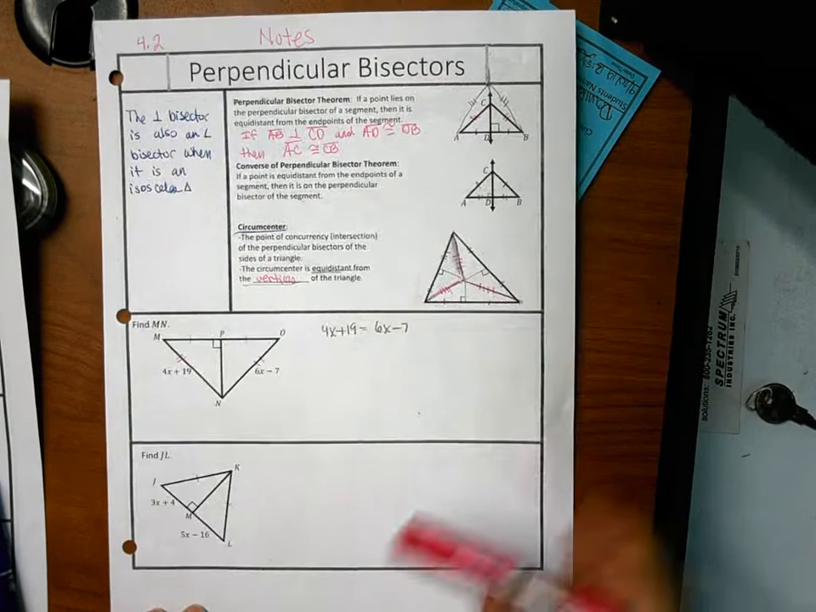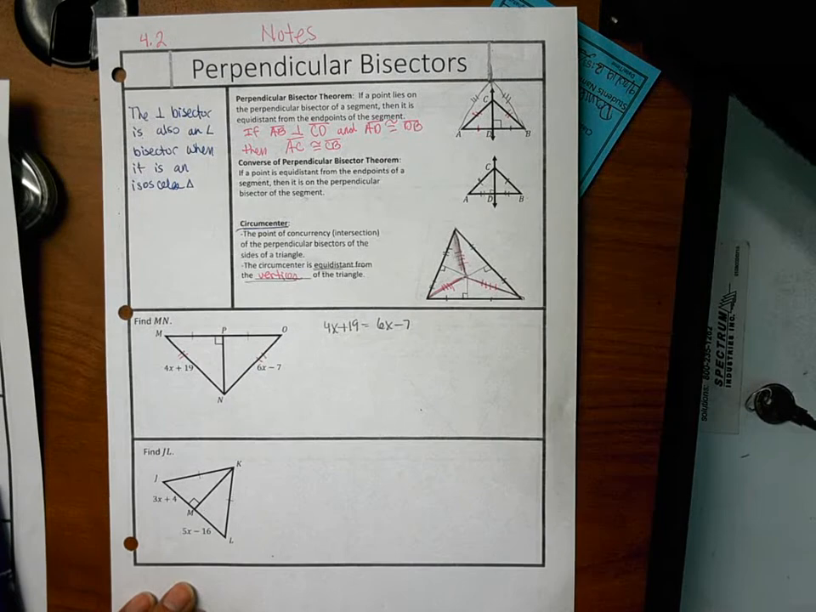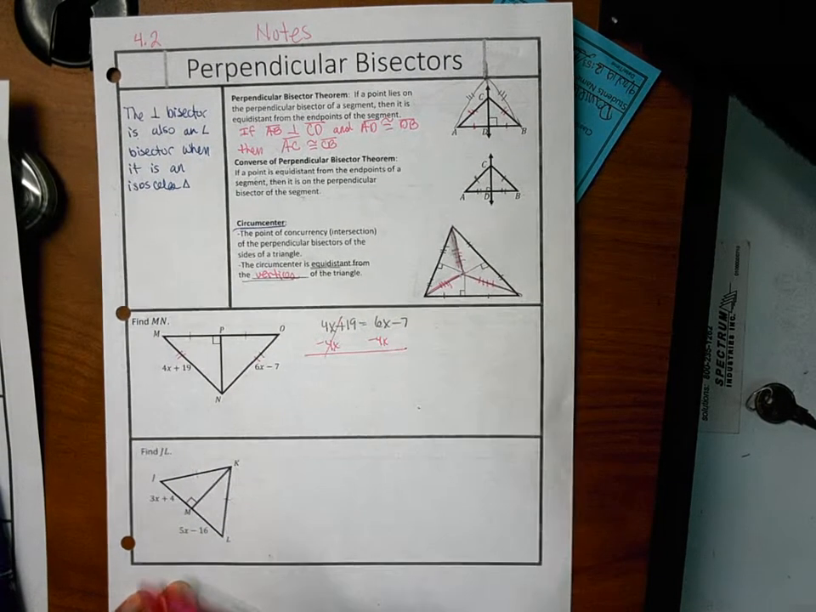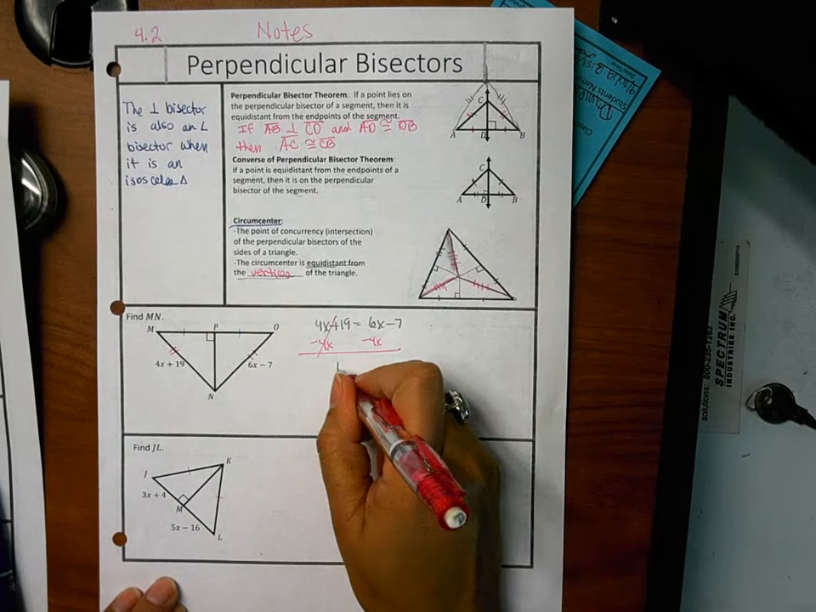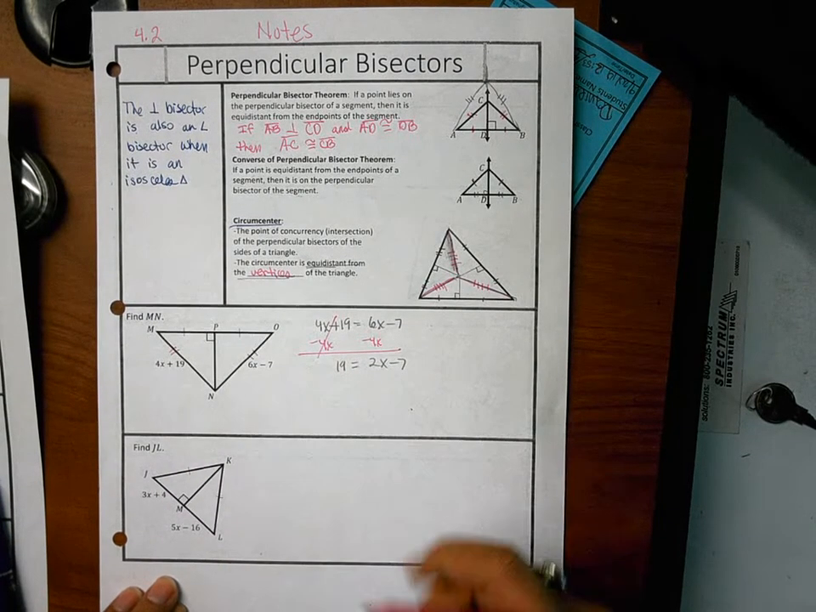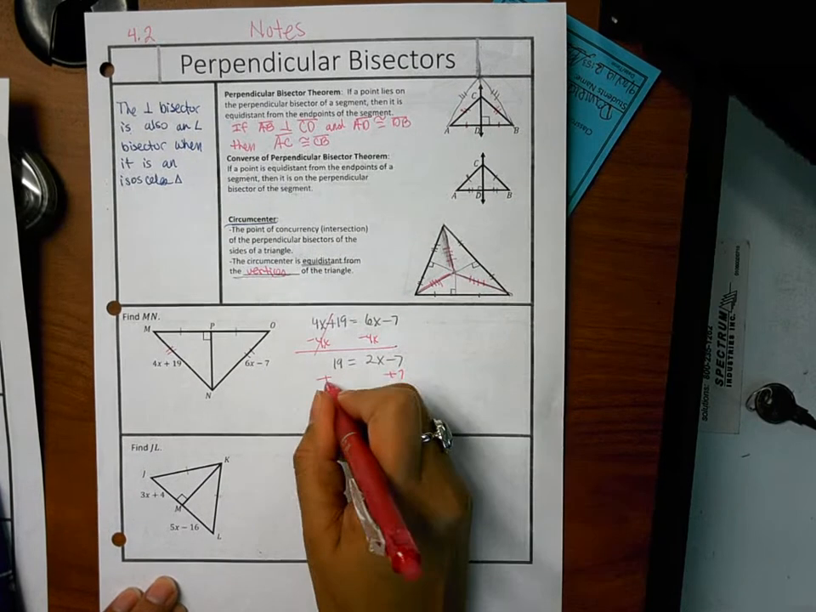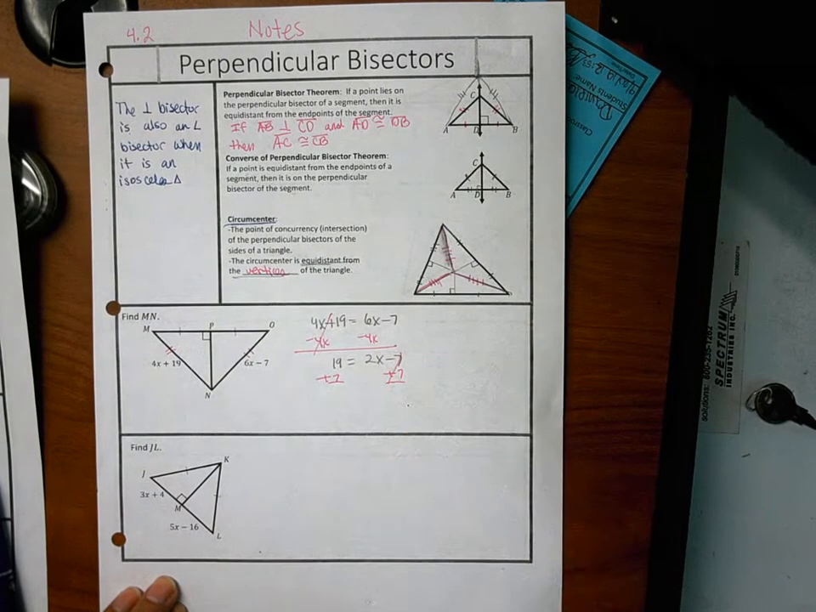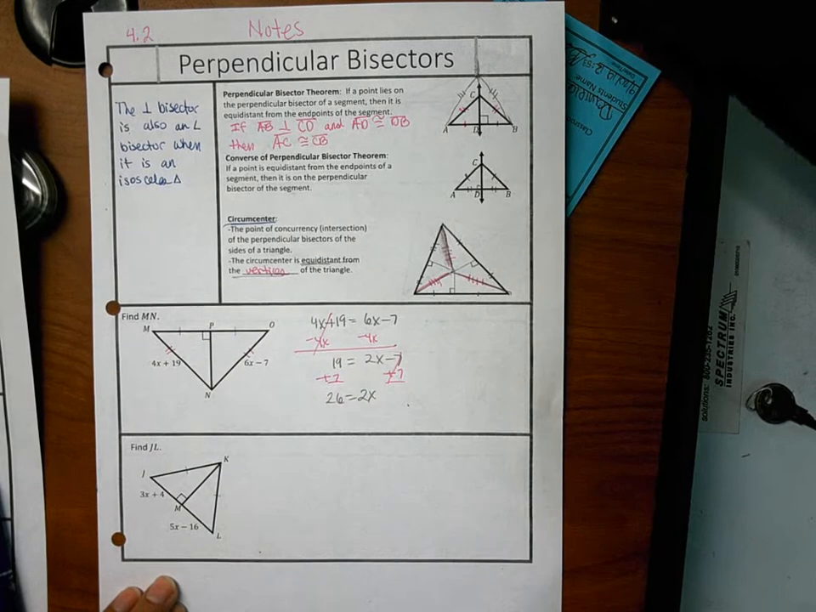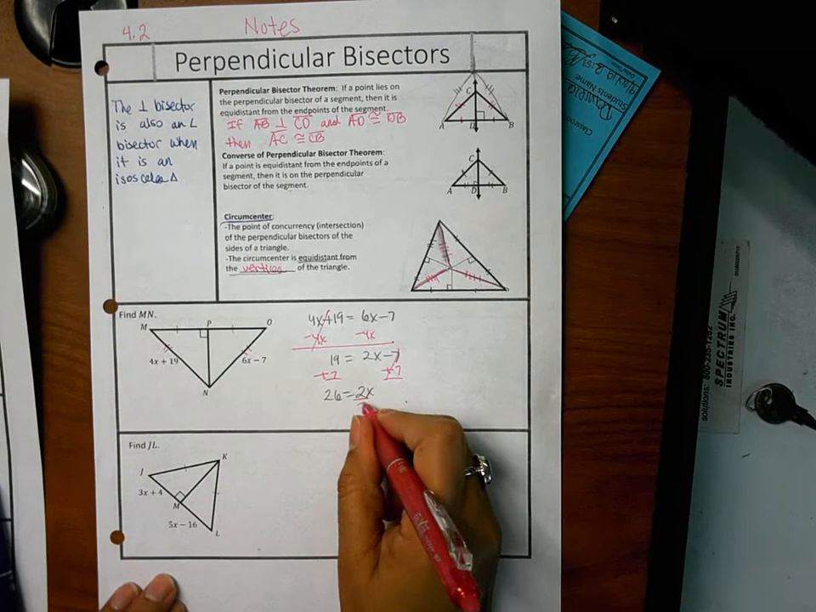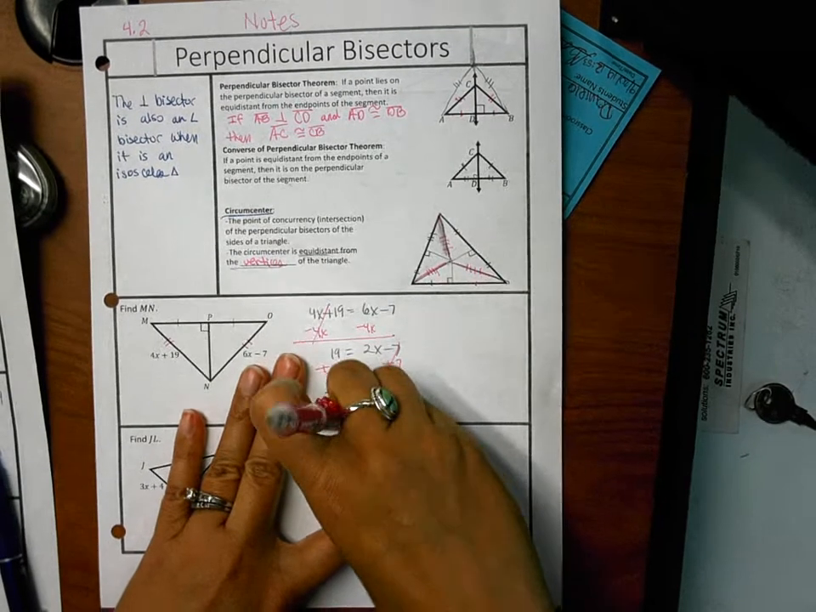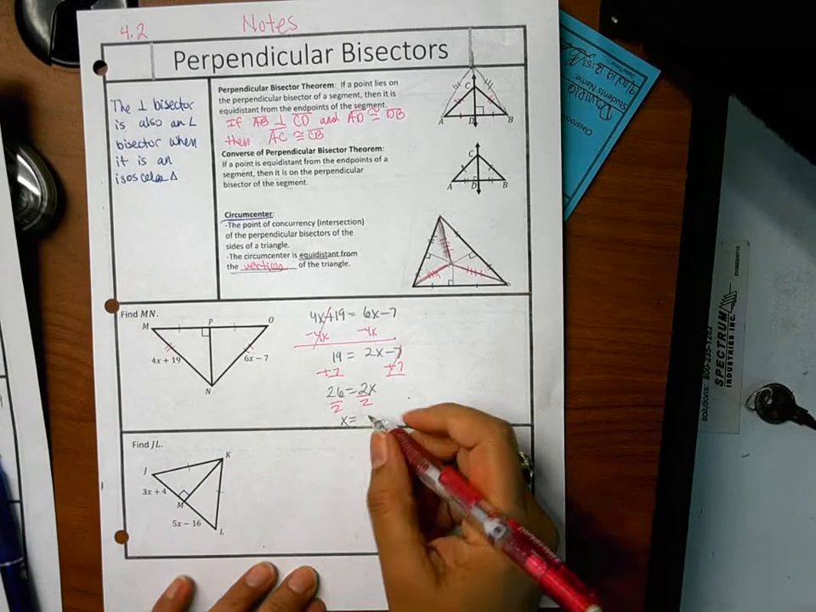4x plus 19 equals 6x minus 7. I am going to subtract the 4x, so 19 equals 2x minus 7. I'm going to add the 7 to the other side, giving me 26 equals 2x. Divide both sides by 2, and x equals 13.